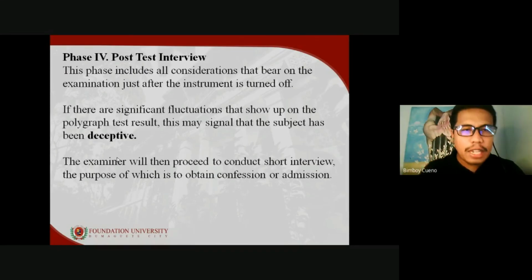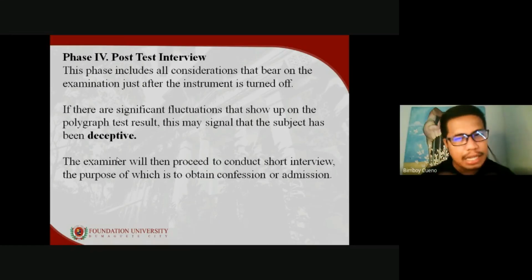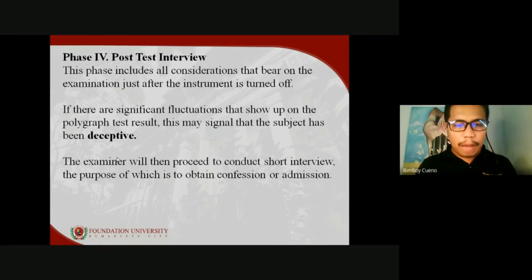Now, in phase 4, once you are already done with turning off the machine, what you will do is to analyze, examine the tracings. You look for specific responses, deviations, peculiarity, fluctuations that would show that the person might be deceptive on a particular question. And if you take a look, and based on your analysis, when you take a look on the polygraph, you found out that the person is deceptive in a specific area, what you do is you conduct interview.